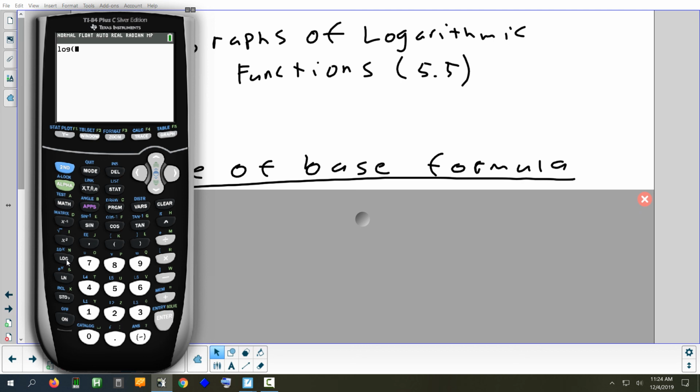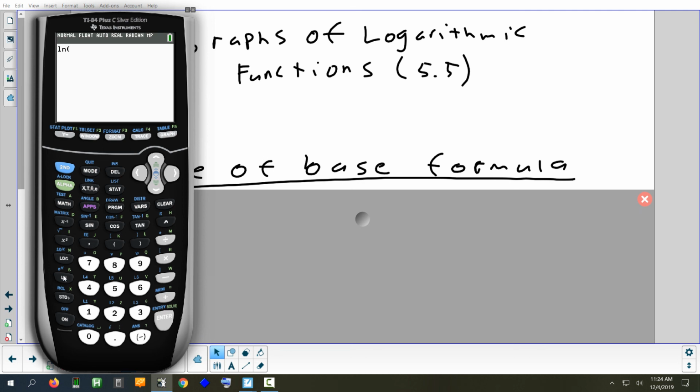Does anyone remember what base 10 is called? Natural log. That's the other one. Common log. So base 10 is your common log. Base E is your natural log.